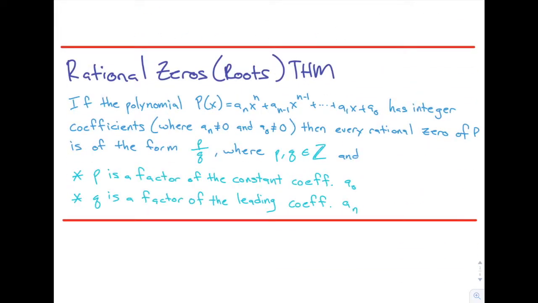So recall the rational roots theorem, or the rational zeros theorem, says that if a polynomial p of x has integer coefficients for a sub n, the leading coefficient, and a sub 0, the constant term, not equal to 0, then every rational zero of p is of the form p over q, where p and q are integers, and p is a factor of the constant coefficient, and q is a factor of the leading coefficient. So if we had a polynomial like p of x equals x cubed minus 2x plus 8, we would look at the factors of 8 over the factors of 1, since 1 is the coefficient in front of x cubed.